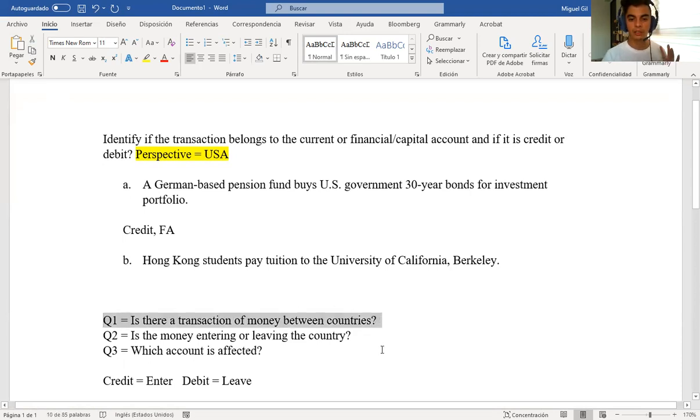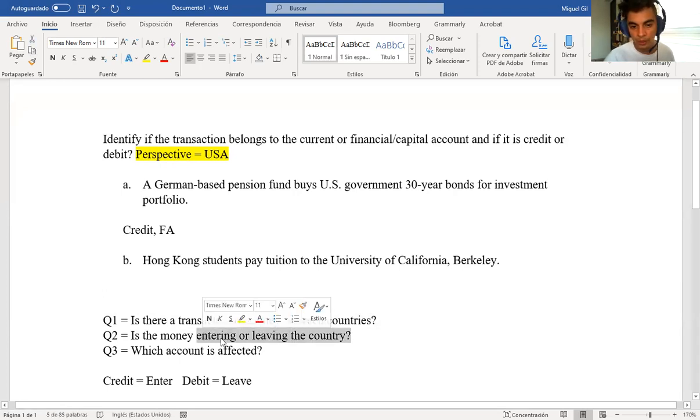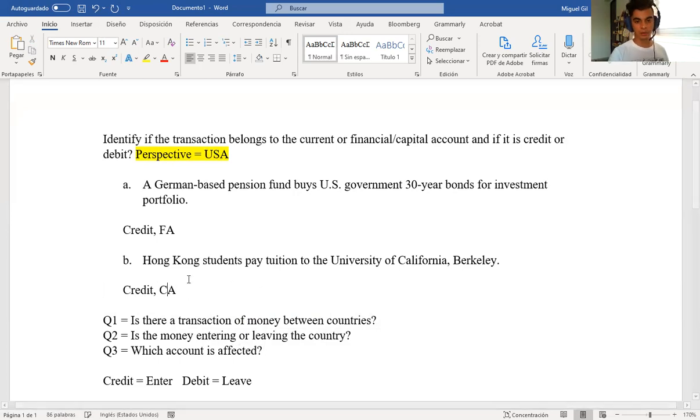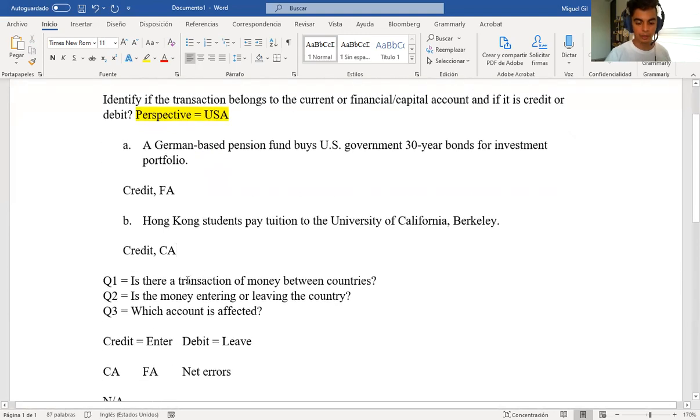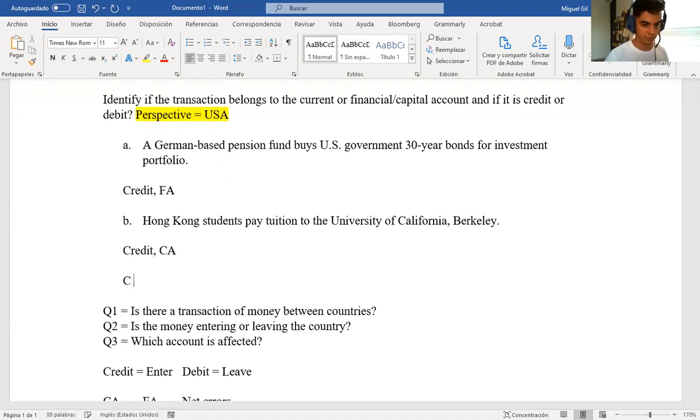So the first question, is there a transaction of money between countries? The answer is yes, between Hong Kong and the US. Is the money entering or leaving the country? In this case, the money is entering the US. So it will be credit. And which account is affected? Current account. That's what we discussed earlier because it's paying for a service, for education. So that's another example.